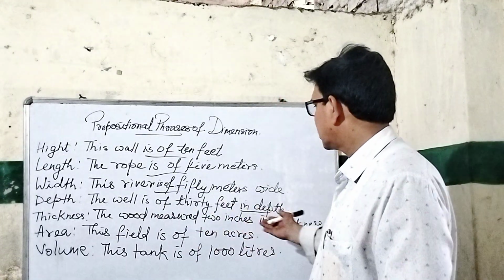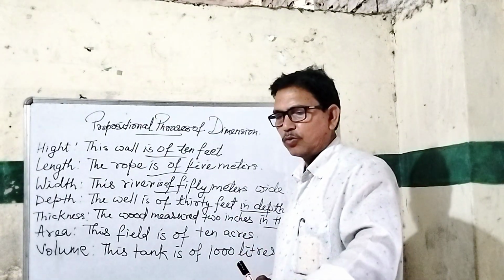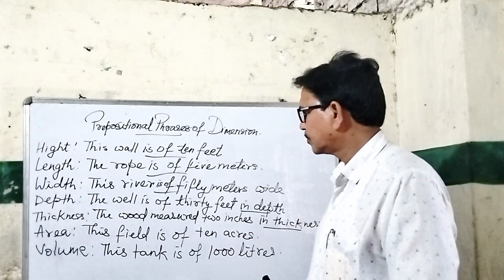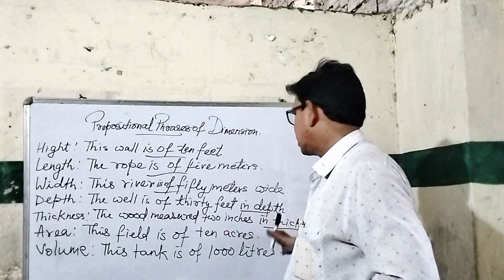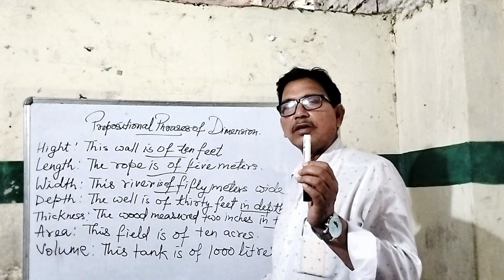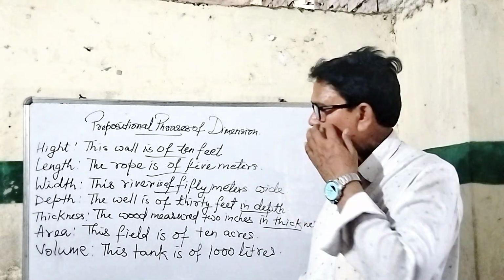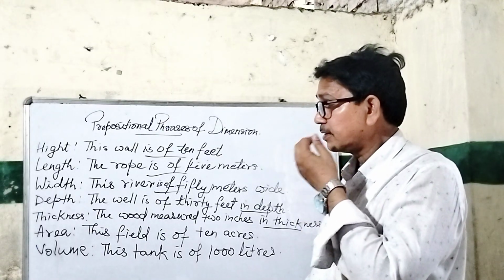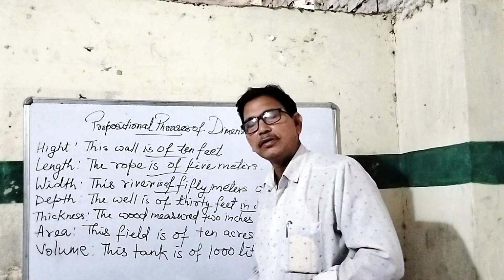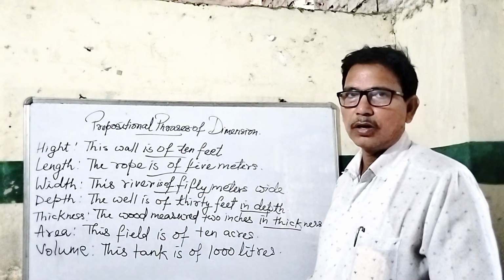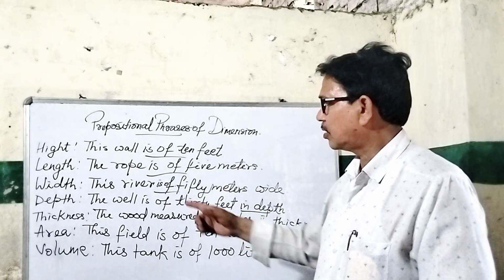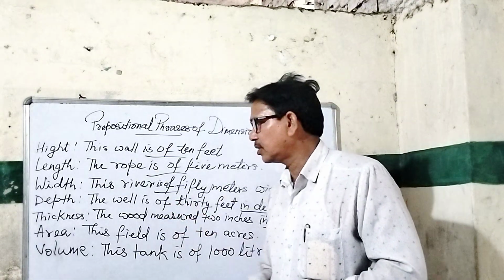Thickness. The wood measured 2 inches in thickness. The wood used for this bench is of half inches. Here example is the wood measured 2 inches in thickness. The thickness of this pen is 3 centimeters. If I say that the thickness of this iron plate is good or it is very thick, so in this way with thickness we talk about the measurement.